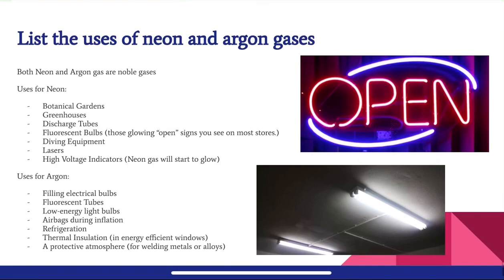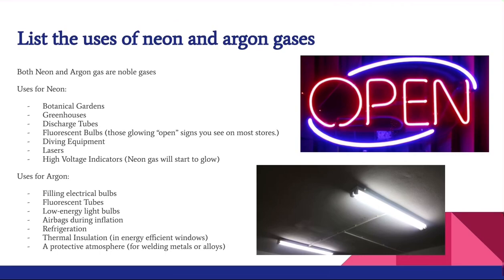List the uses of neon and argon gases. Well, both neon and argon gas are noble gases. Here are some uses for neon. You can use it for botanical gardens, greenhouses, discharge tubes, fluorescent bulbs, those glowing open signs you see when you go to a store, some diving equipment, lasers, high voltage indicators. At that point, neon gas will start to glow.